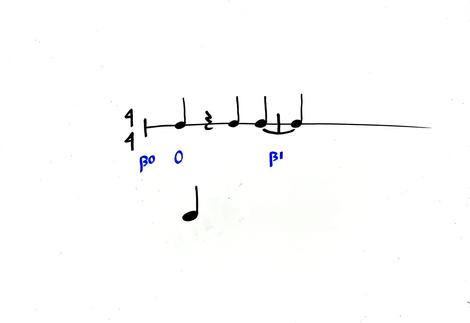Now, a quarter note, obviously, has a length of 1/4 of a whole note. To find the ending point of any note, just add together the starting point and the length.